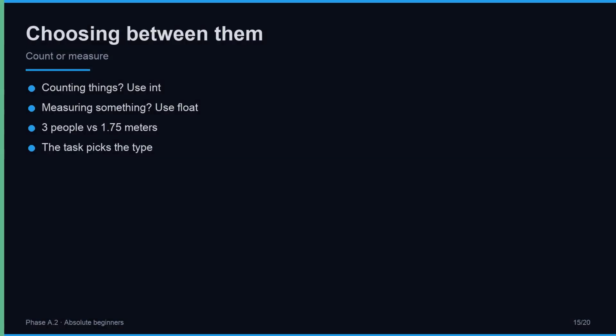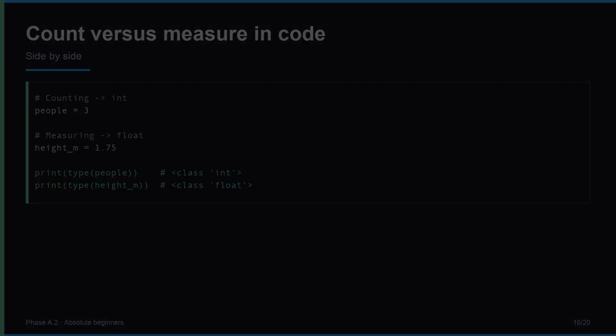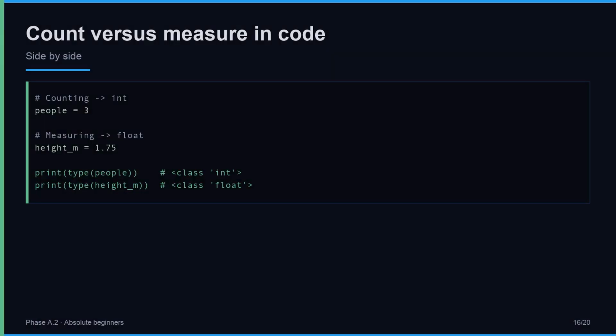How do you choose between int and float? Ask one question. Are you counting whole, indivisible things, or measuring something continuous? 3 people is a count, use int. 1.75 meters is a measurement, use float. 12 attempts is a count. A temperature of 20.5 degrees is a measurement. The task itself tells you the type. You rarely have to think hard about it once you internalize the question, count or measure.